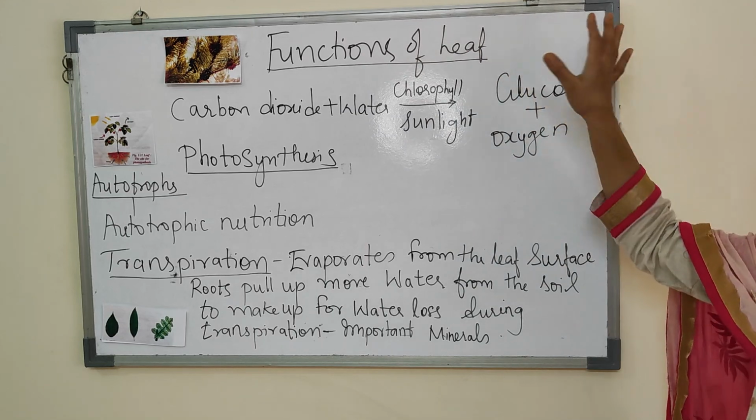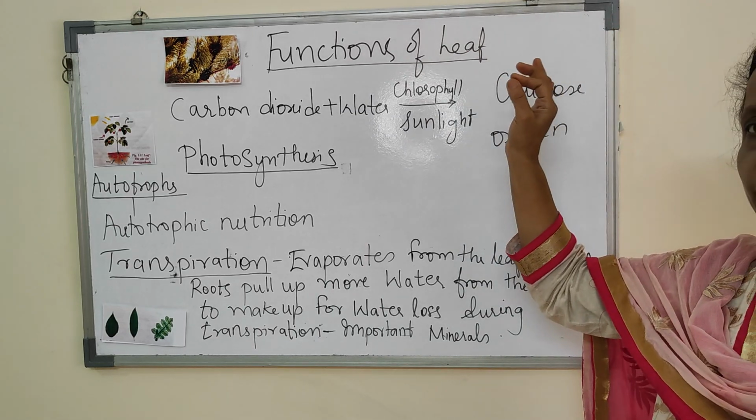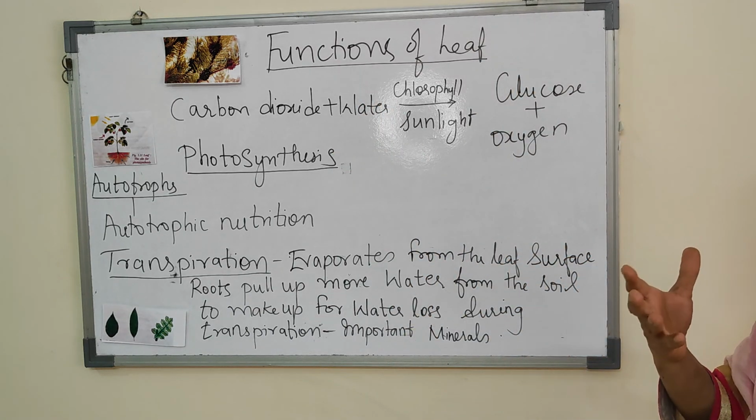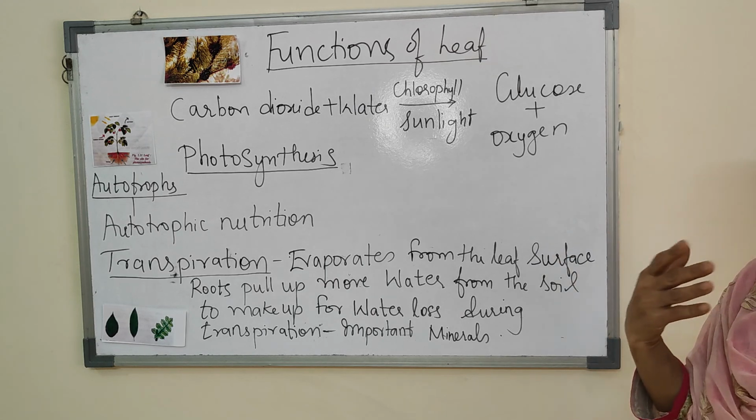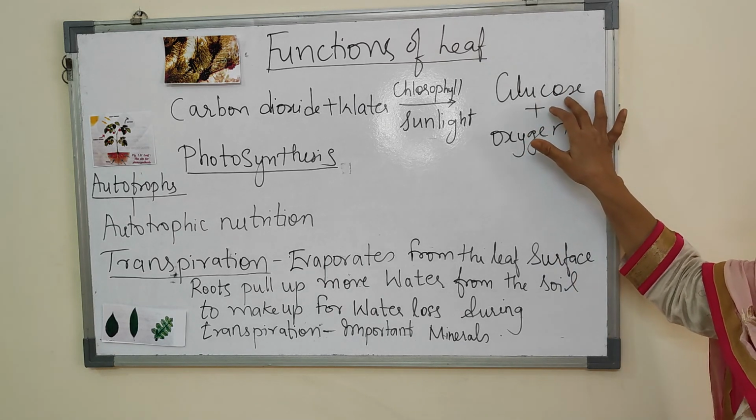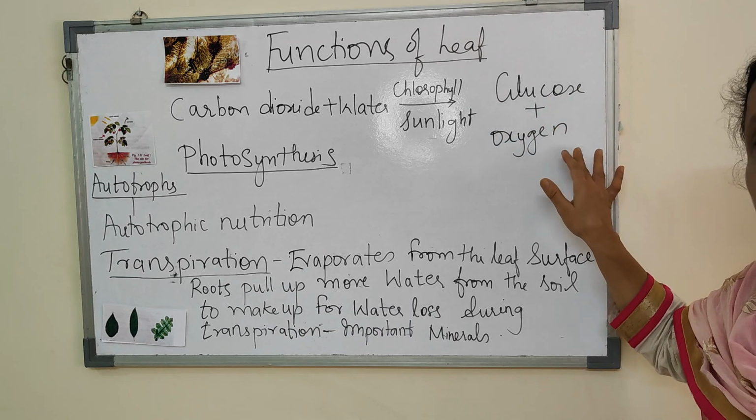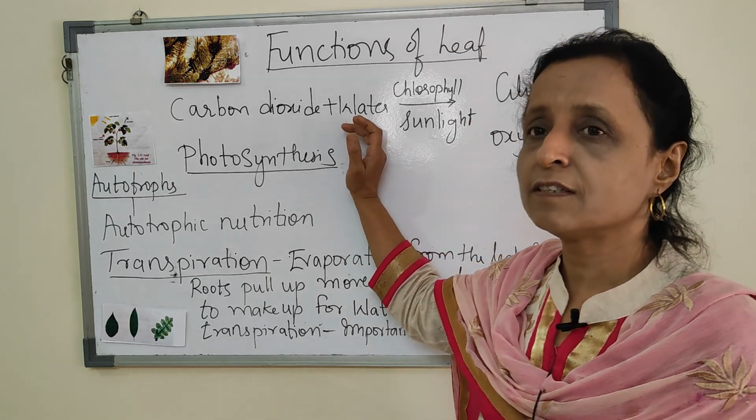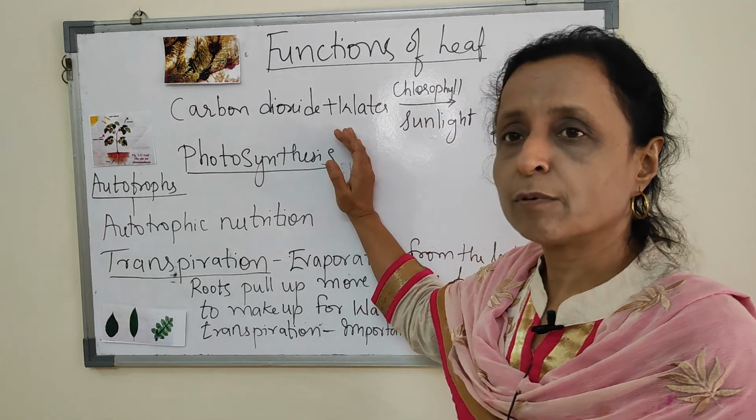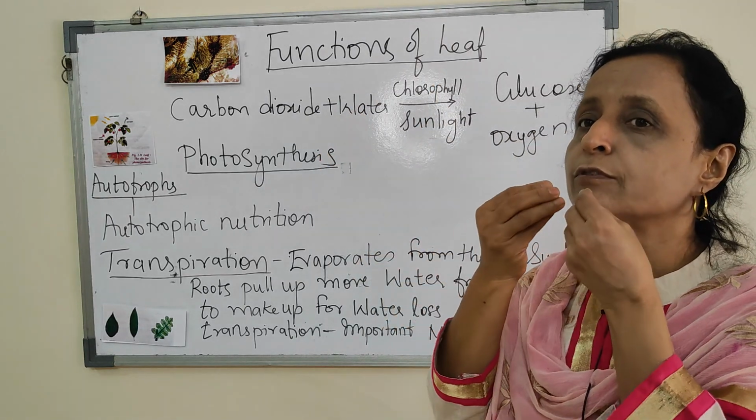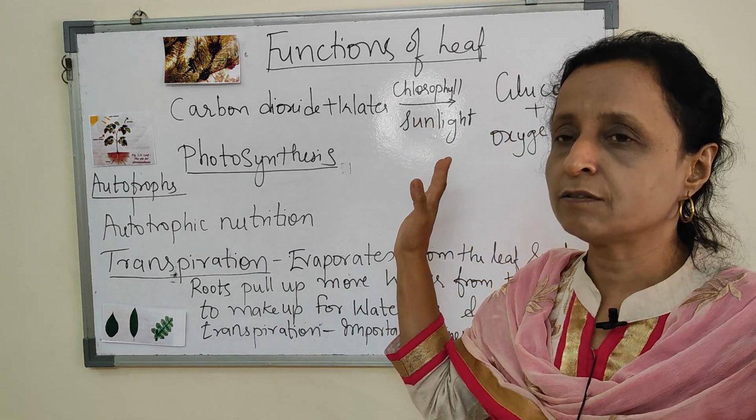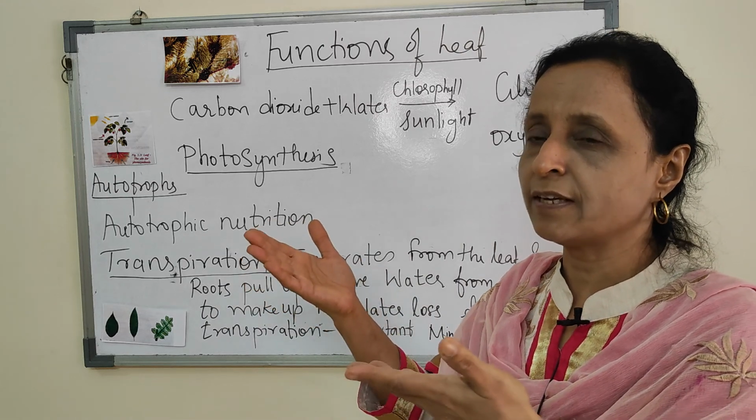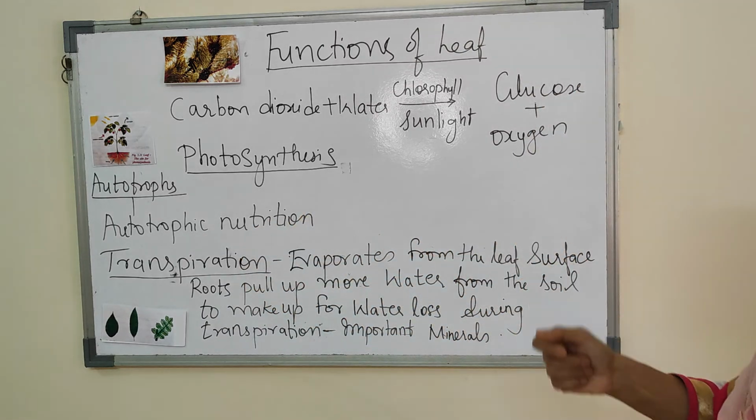Functions of leaf. Most important, the leaf carries out the function of preparing food for us. Actual preparation of food takes place in the leaf. It prepares food for us. What is the food? Glucose. And it prepares oxygen also for us. So the process of photosynthesis, which is the function of the leaf, gives us food and gives us oxygen. We cannot exist without plants. For our survival, plants are necessary. Why? Because their leaves are preparing food for us, making oxygen for us.